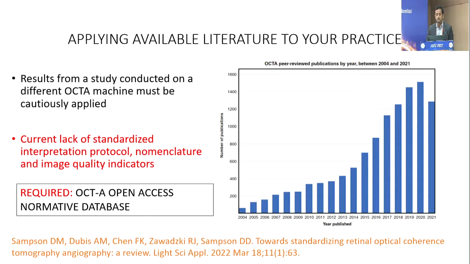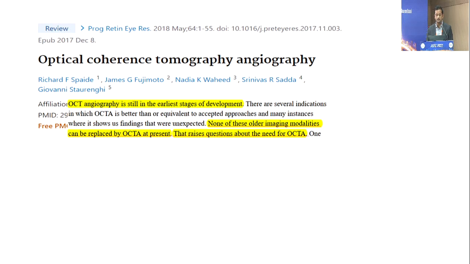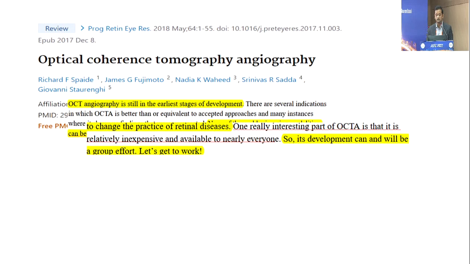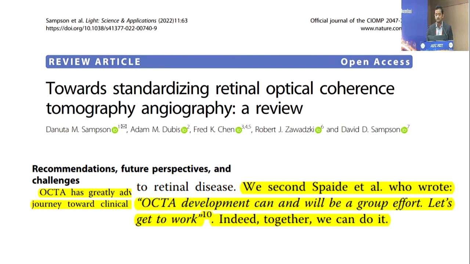So with all the literature you showed, we should be very cautious in applying that literature, because there is a current lack of standardized interpretation protocol, nomenclature, and image quality indicators. Various efforts are being made to standardize the definitions and protocols. This was an article by Spaide et al. in 2018, where he urged us all to get on it and take out some standardized protocols. Five years later, we are at the same place. There is still no standardization, and therefore there is no reproducibility, and there is no inter-user agreement.